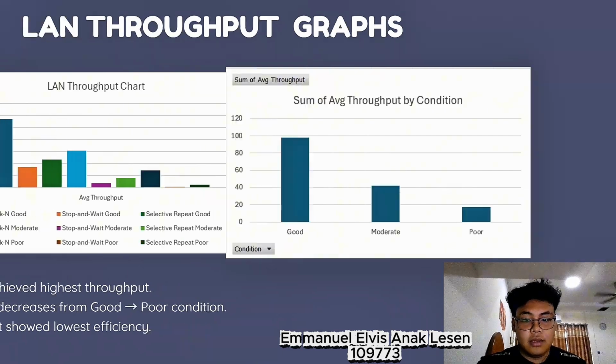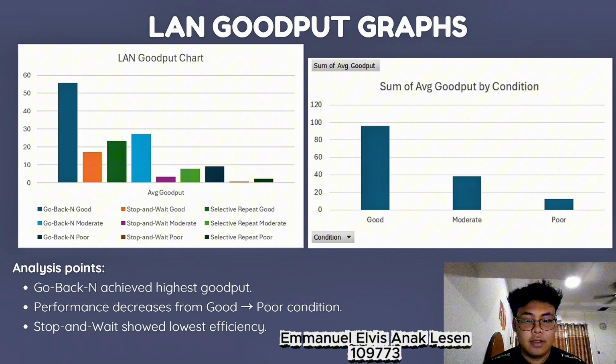Then next is the goodput graph, which measures the amount of useful data successfully delivered without retransmissions. The results follow a similar pattern to throughput. Go back N achieved the highest output, while stop and wait showed the lowest performance. We also observed that goodput decreased from good to poor conditions because more packets needed to be retransmitted, reducing the amount of useful data received.